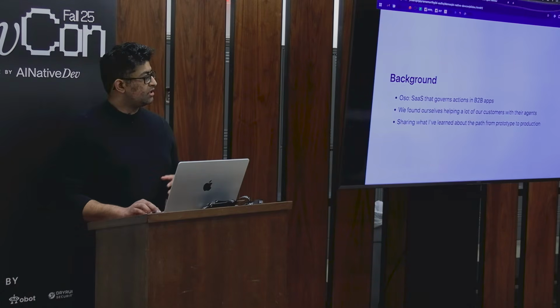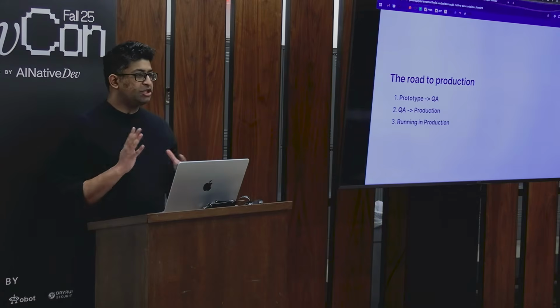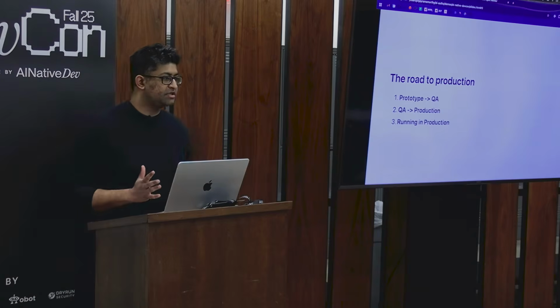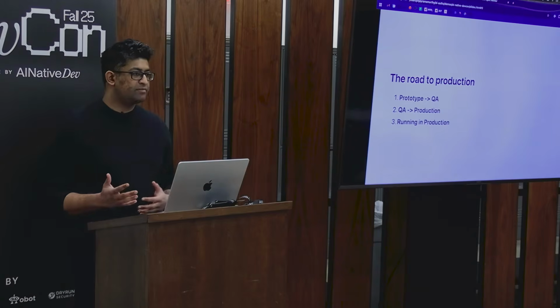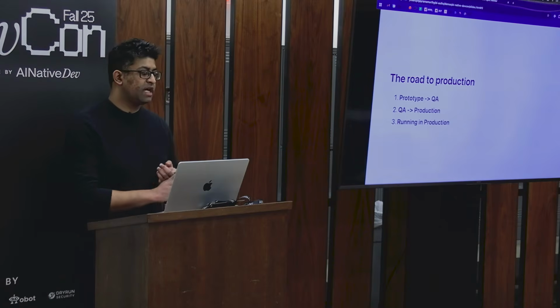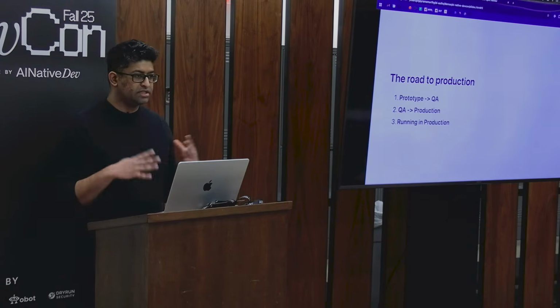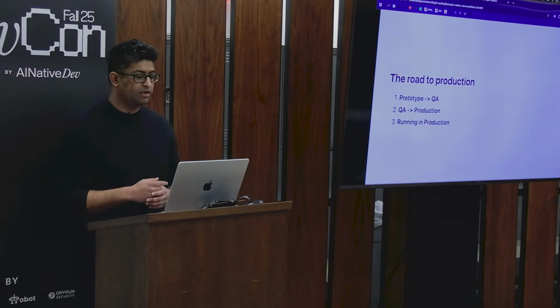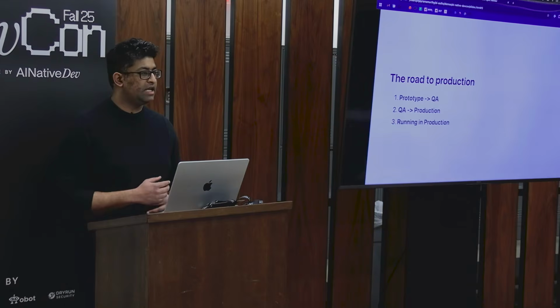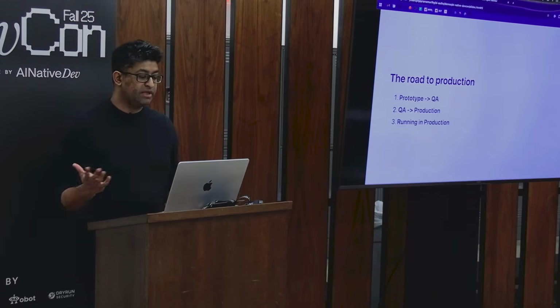So I find that there are about 3 major steps in productionizing agents. These are not really unique to agents, but the challenges that come up at each of these steps are fairly unique to agents. The 3 stages that I see across various companies are first going from prototype to QA, then doing some swarming in QA, security team, product team, and so on, and getting that ready for production. And then finally, running in production: how do you make sure that your agents are behaving in the way that you want them to be behaving?